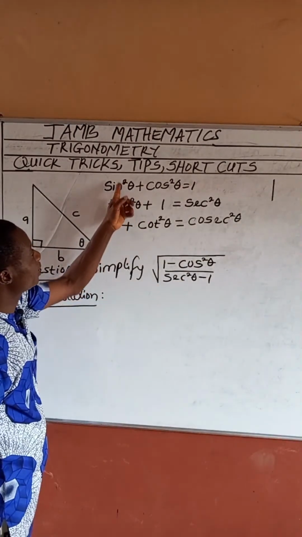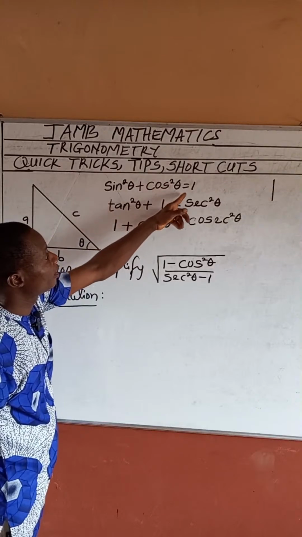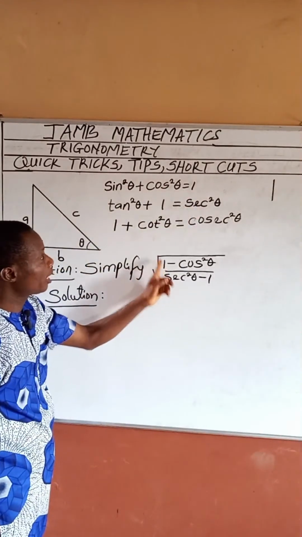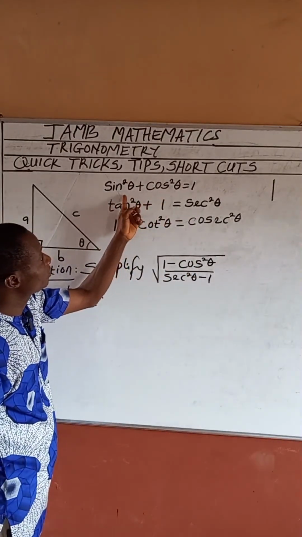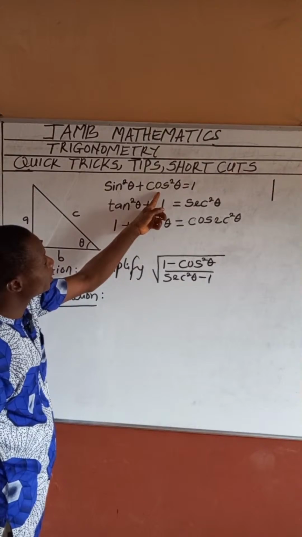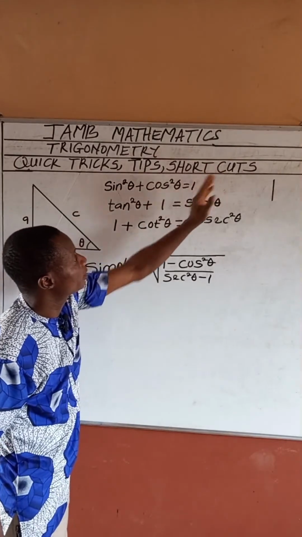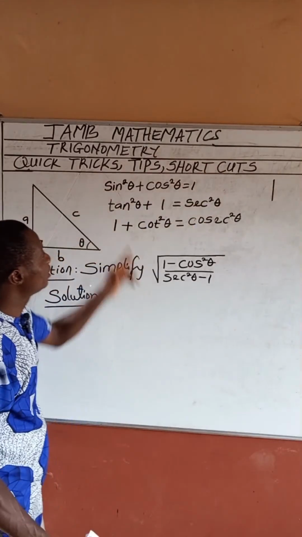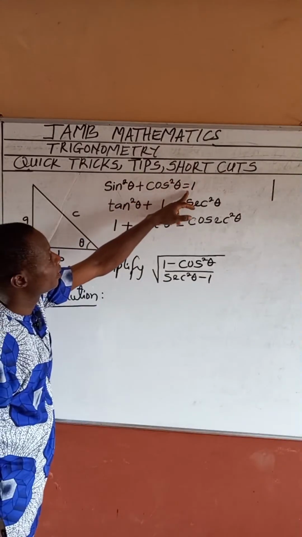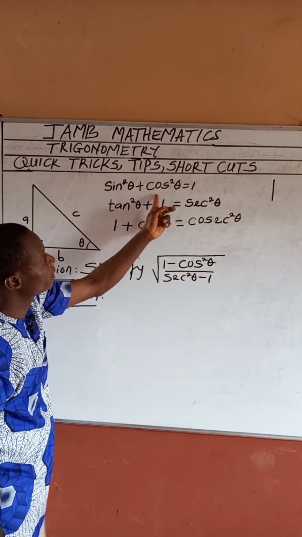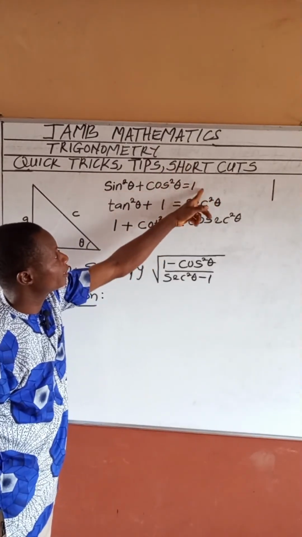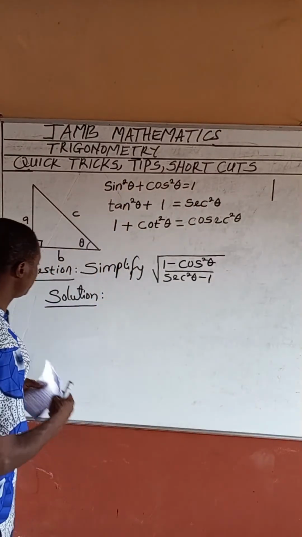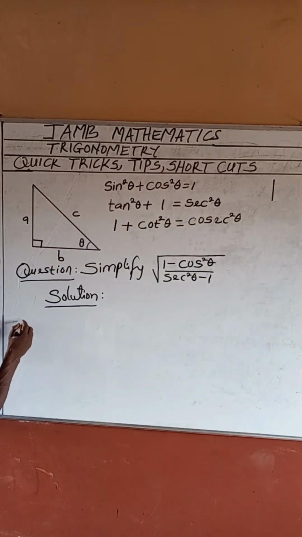You can see here we have sin squared theta plus cos squared theta equals 1, right? So how do we get 1 minus cos squared theta? Since we already have sin squared theta plus cos squared theta equals 1, take this cos squared theta to the other side, it becomes 1 minus cos squared theta, and it equals sin squared theta. So this is what we are going to write right here so that we don't waste our time.